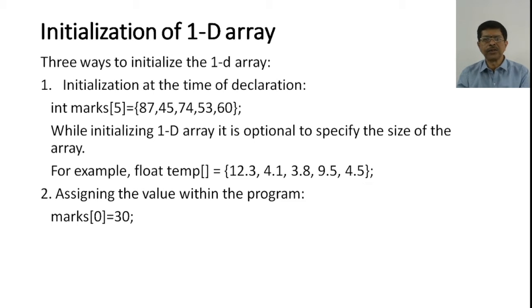Now, how do you initialize a one-dimensional array? There are basically three ways to initialize it. The first one is initialization at the time of declaration itself, that is, int marks[5] equal to, and we can specify the numbers here. While initializing a one-dimensional array, it is optional to specify the size of the array. For example, float temp equal to, like this we can give. Here temp is the array name, we are not specifying the size, float is the data type, and these are the values.